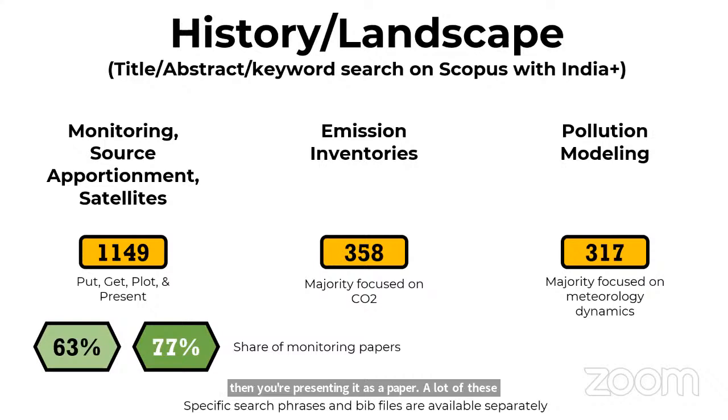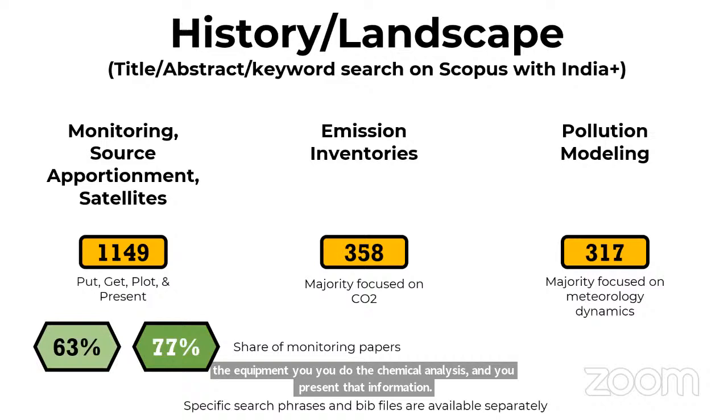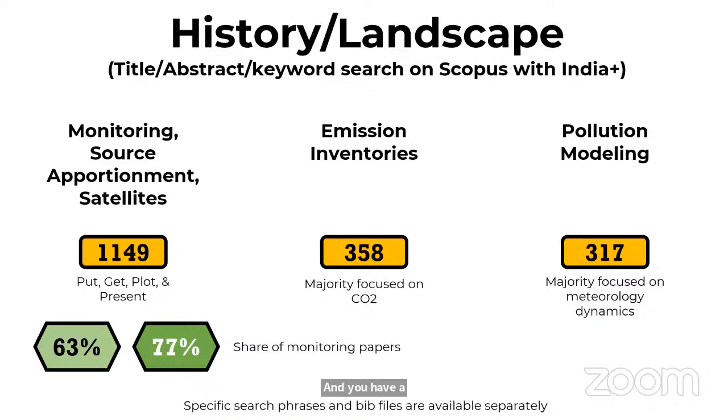And then again, the source apportionment papers are also exactly the same. You put in equipment, you do the chemical analysis, and you present that information, and you have a paper. I'm not saying that's the wrong thing to do. I mean, that's also very much required. But what we feel is a lot of focus is still on the monitoring side, and we need to make that jump into bringing that into the models and start doing a lot of modeling work.